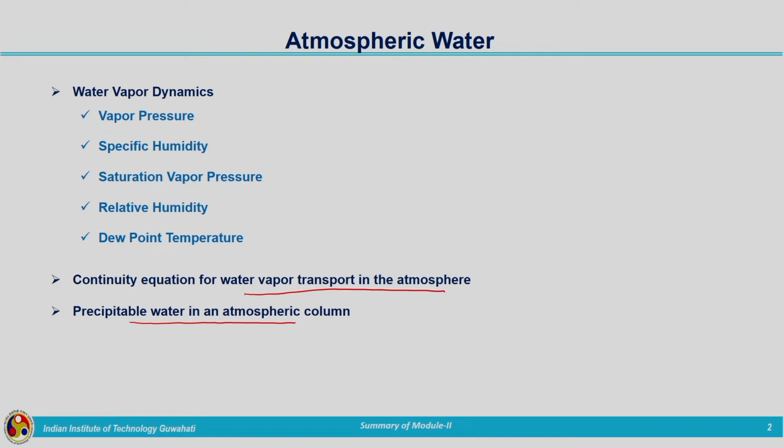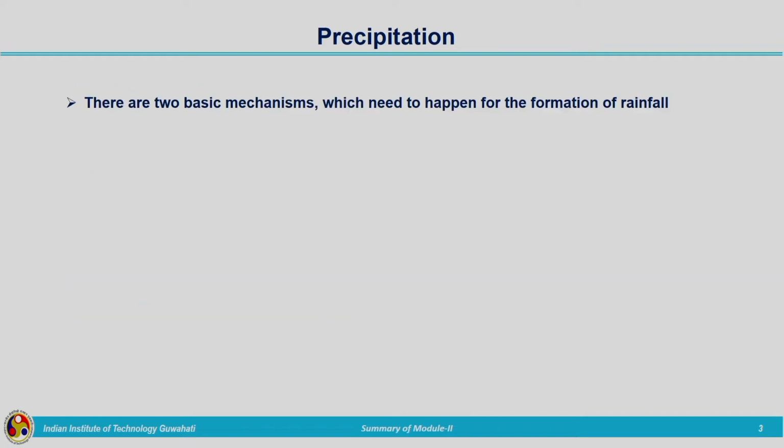After that, we developed the continuity equation related to vapor transport, that is, how the vapor transport is taking place in the atmosphere, by making use of the Reynolds transport theorem. Then we moved on to the topic of precipitable water present in the atmospheric column. We considered a cylindrical atmospheric column and how much is the quantity or mass of the water vapor present in that particular column which can be precipitated onto the earth. So, that expression also we derived, and after completing that we moved on to precipitation.